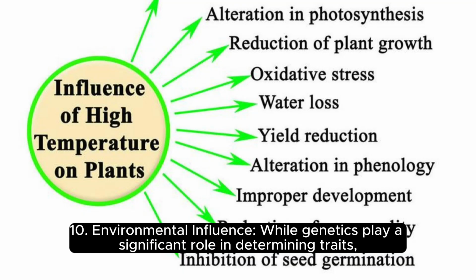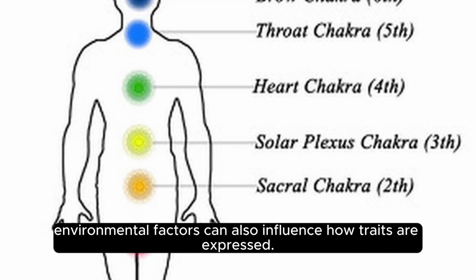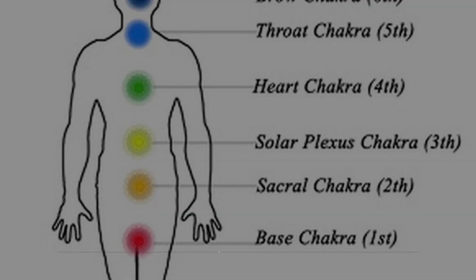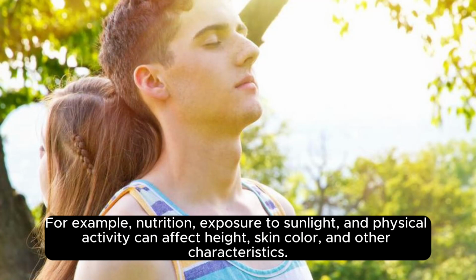10. Environmental influence. While genetics play a significant role in determining traits, environmental factors can also influence how traits are expressed. For example, nutrition, exposure to sunlight, and physical activity can affect height, skin color, and other characteristics.